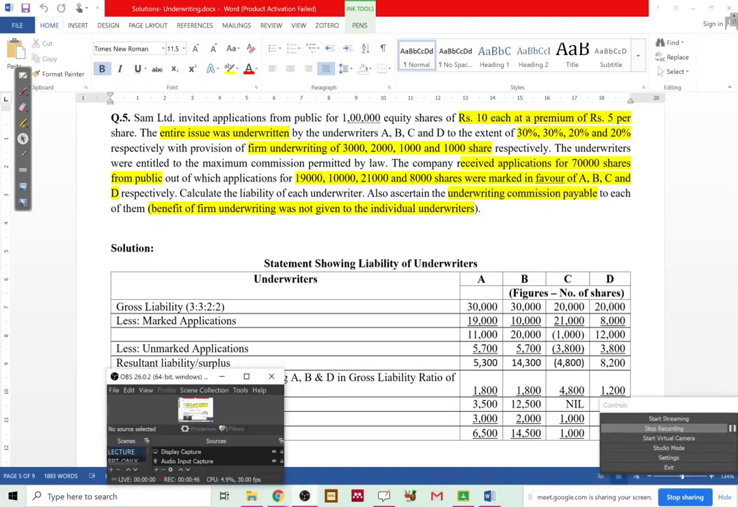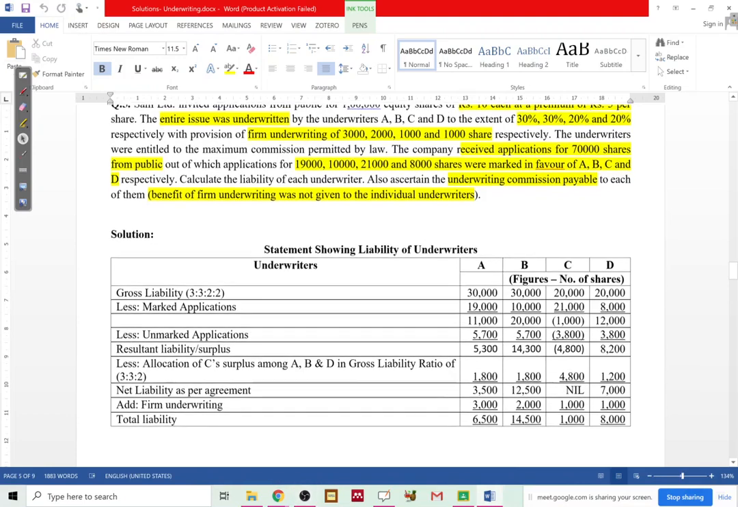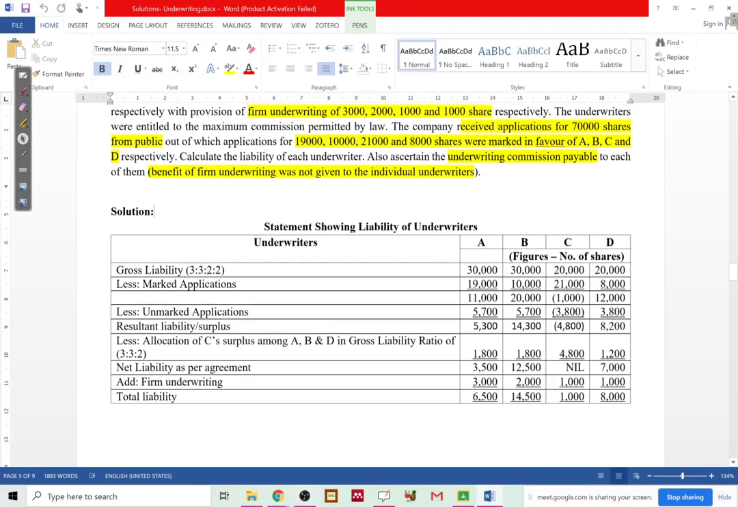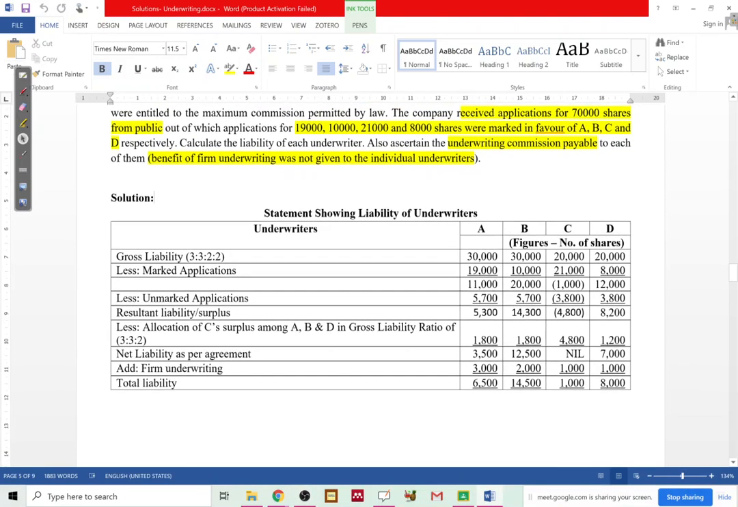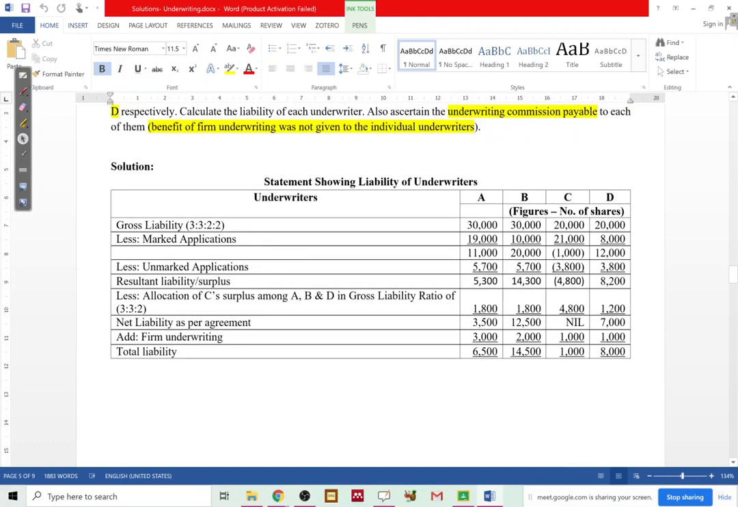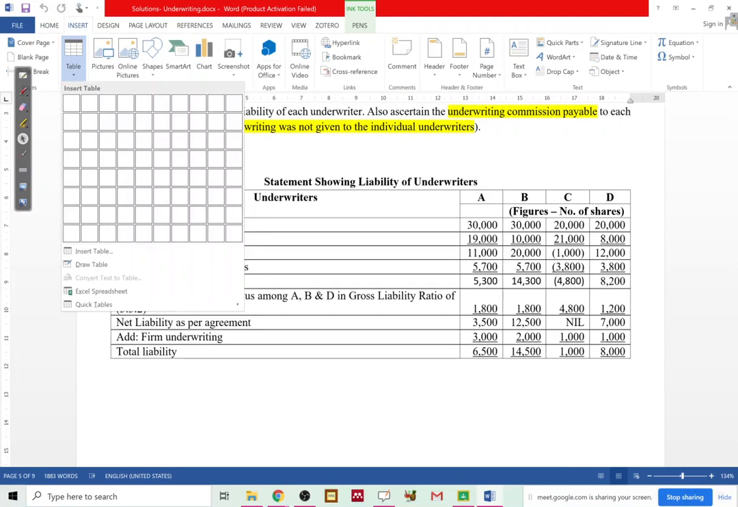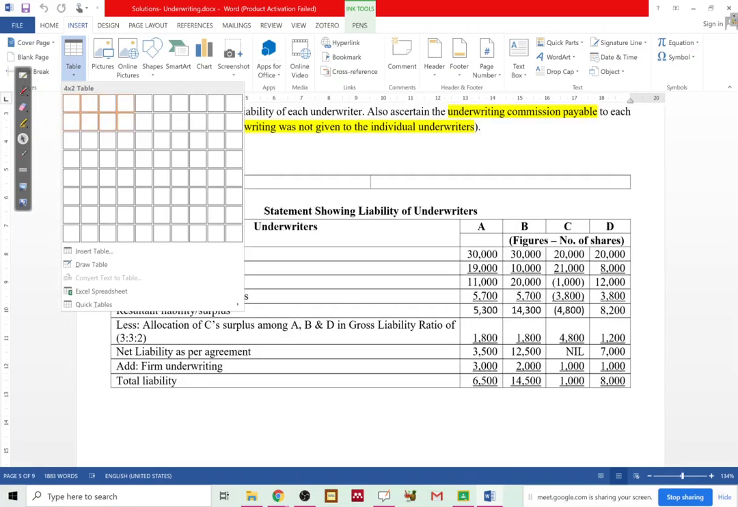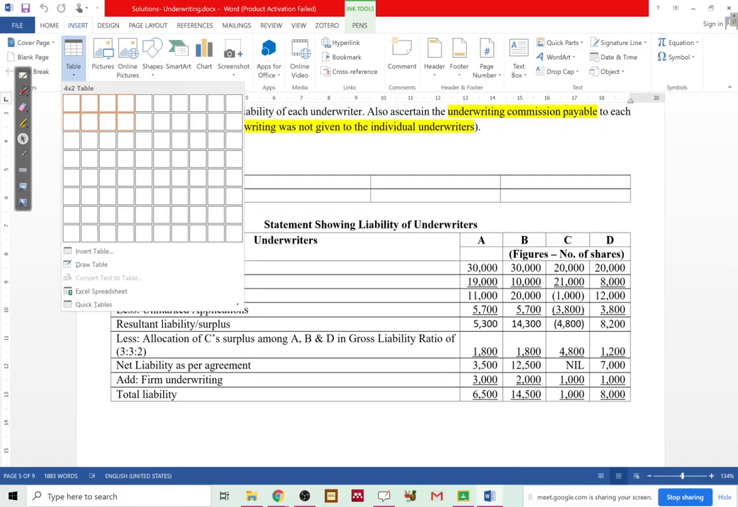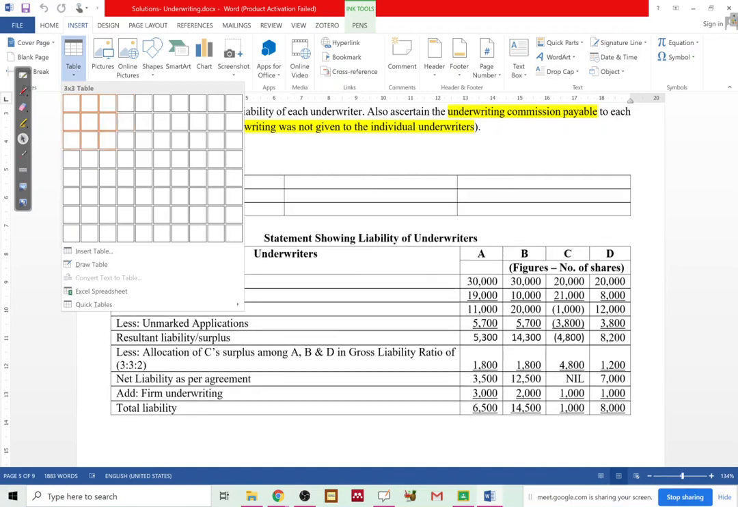So we have to remember that in case of equity shares, if no information is given to you about the rate of commission to be given to your underwriters, then assume that 2.5% commission has been paid, because these are equity shares and 2.5% on the share issue price is what we are going to pay.